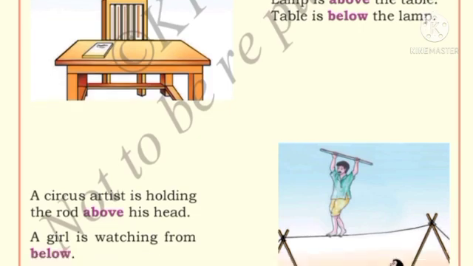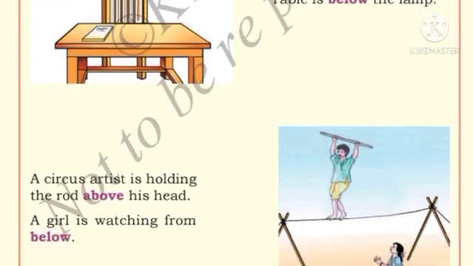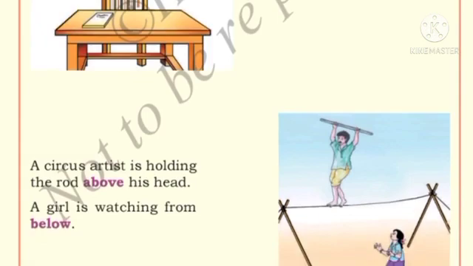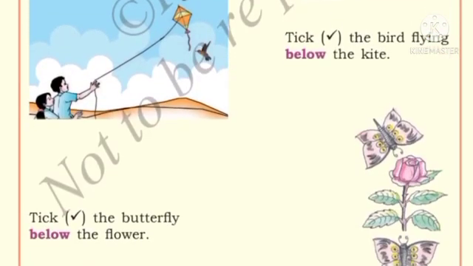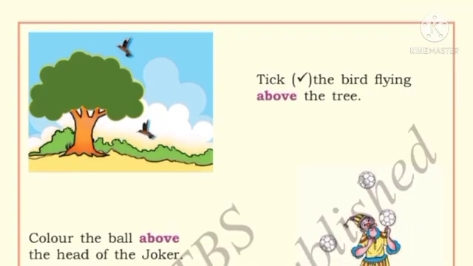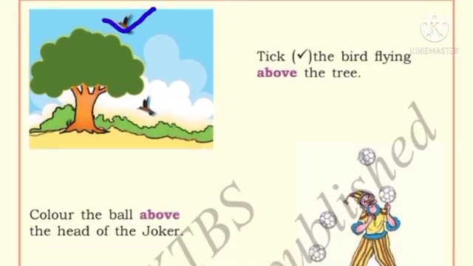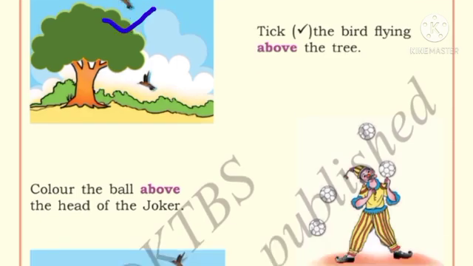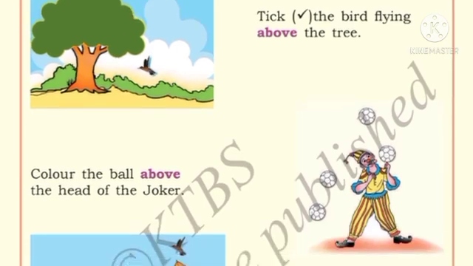Now a circus artist is holding the rod above his head, upper side to his head, and the girl is watching from below, from the downside. Now put a tick right mark on the birds flying above the tree. Which one do we have to put a right mark on? For this bird which is flying upper side to the tree.